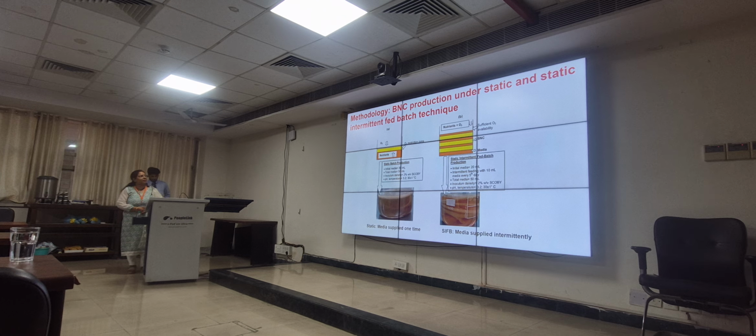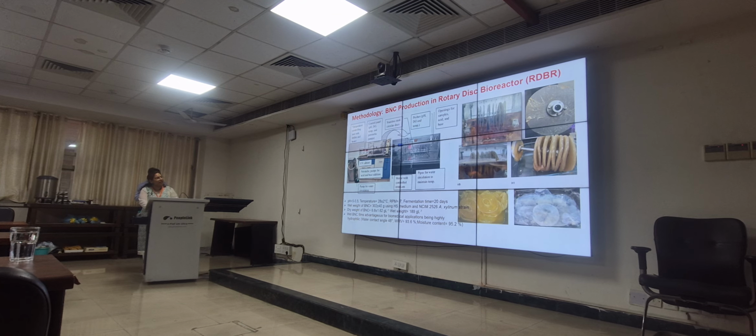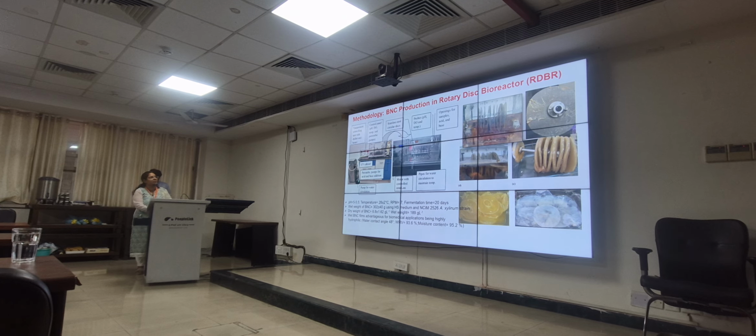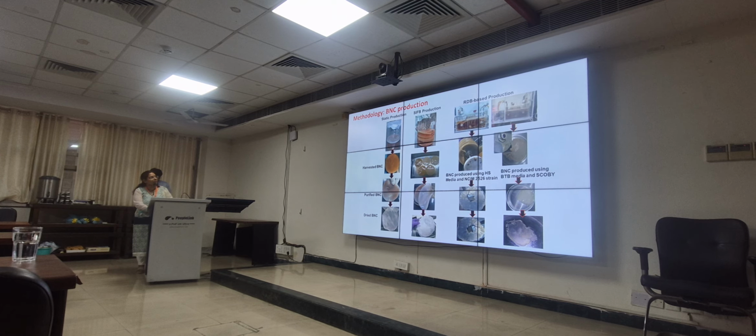So the methodology adopted is the static batch production and static intermittent fed batch production. We got a good yield when we switched the process from static batch to static intermittent fed batch. And here we have also produced bacterial nanocellulose using the SCOBY culture and black tea media in a rotary disc bioreactor. So this is the fabricated bioreactor, and here you can see the nanocellulose synthesized over it. So this is the gist of the overall methodology.